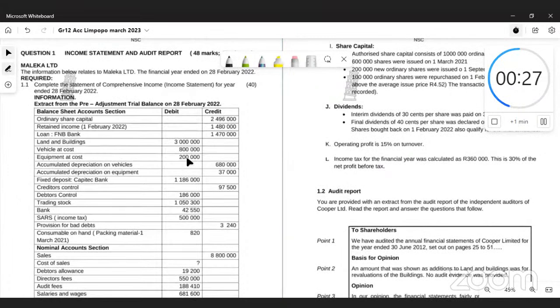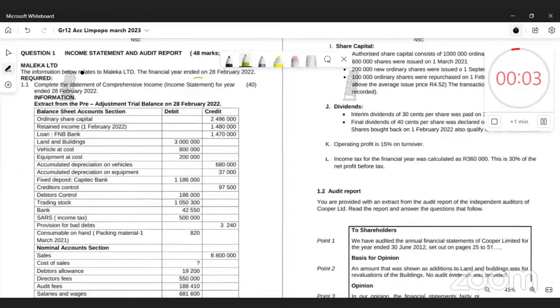Whenever you are asked to do an income statement, remember the first thing that we know as students is that we'll be given our pre-adjustment balance. What to look for on a pre-adjustment balance? You need to make sure that you know your year end. By the looks of things here, we are dealing with the books of Maleka Ltd.